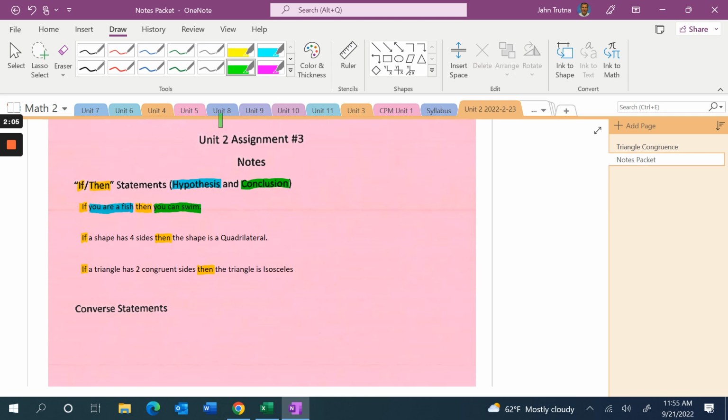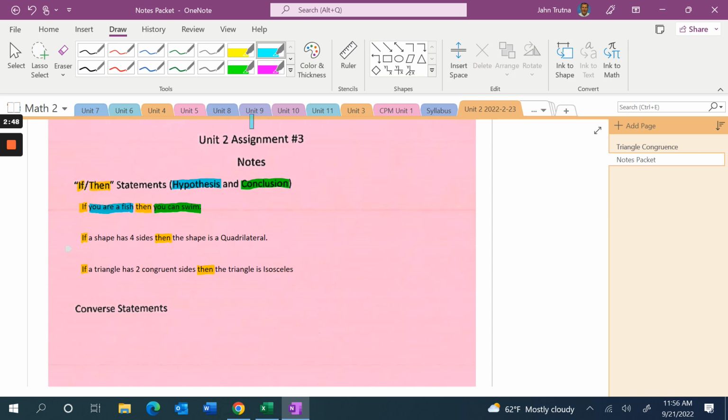Okay, it's that simple. If you notice, when we look at these if-then statements, the hypothesis is the piece of the sentence immediately after the word if up until then. The conclusion is the piece of the sentence which is immediately after the word then. The hypothesis does not include if. The conclusion does not include then. So please do not say the hypothesis would be if you are a fish. That is wrong. The hypothesis is you are a fish. The conclusion is you can swim. Don't include the word then.